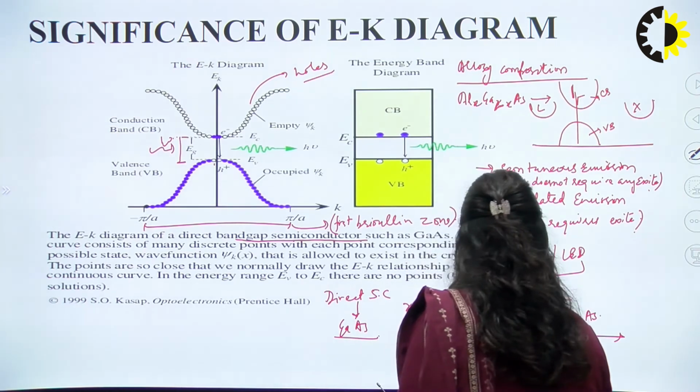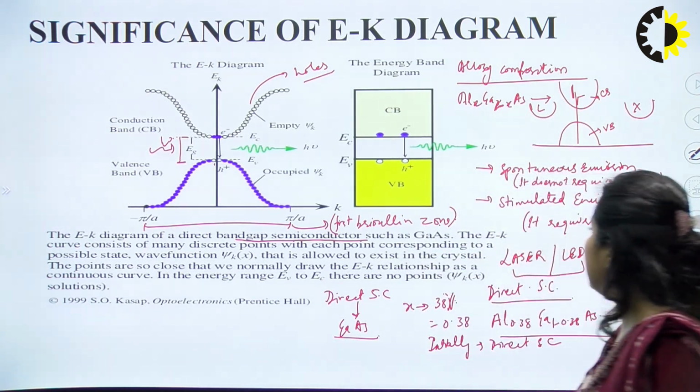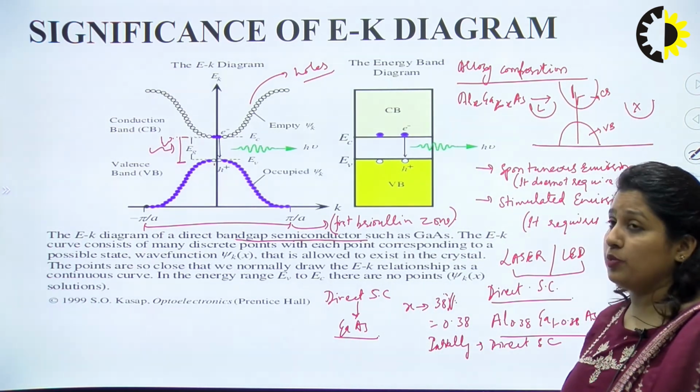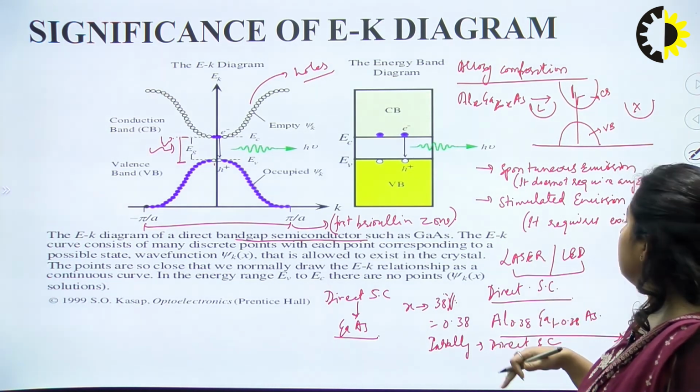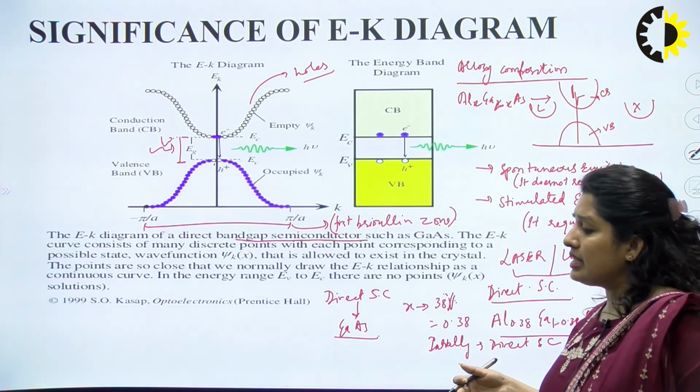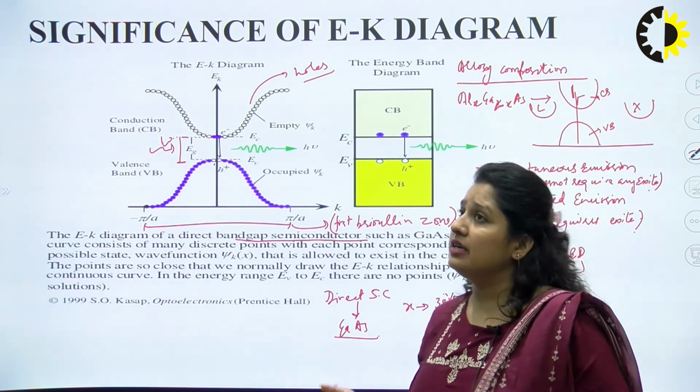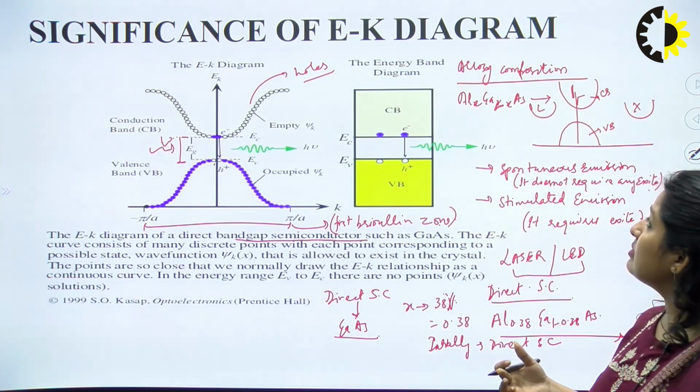Initially it is a direct semiconductor, but after some time, as we increase the proportion of X, the aluminium, in the gallium arsenide, it becomes indirect. So there are numerous applications where we see that the E-K diagram is very important.